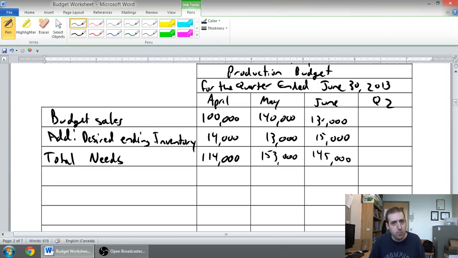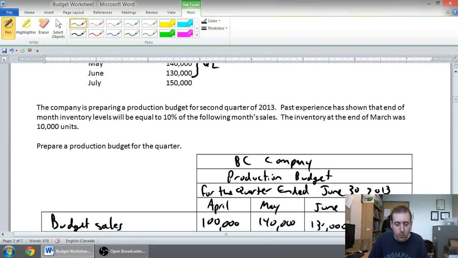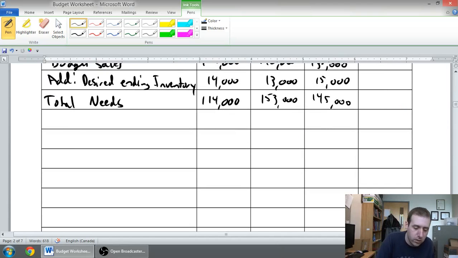But something that mitigates this need is the fact that I might have some inventory already on hand to start. So if I already have inventory to begin, for example, in April, I said, oh, I've got 100 that I'm going to need because I'm going to sell 100, plus I want to have 14 left over. That means I need 114. But when I started April, I had 10,000 units already. I don't need to remake those. So I'm going to deduct my beginning inventory.